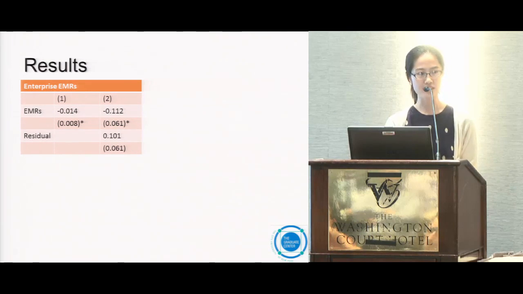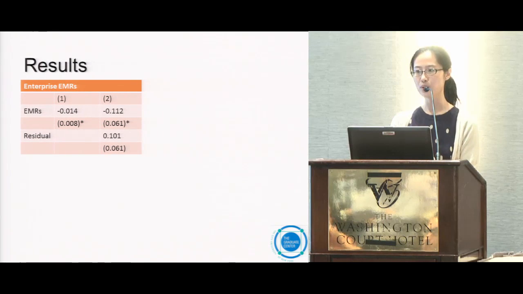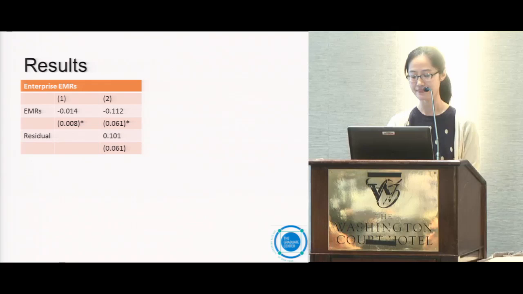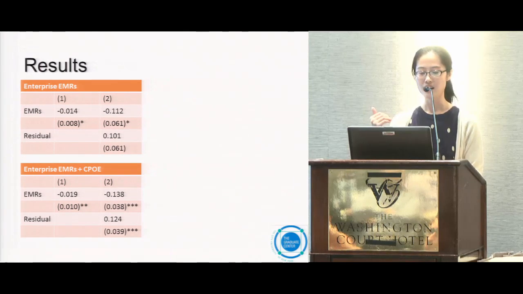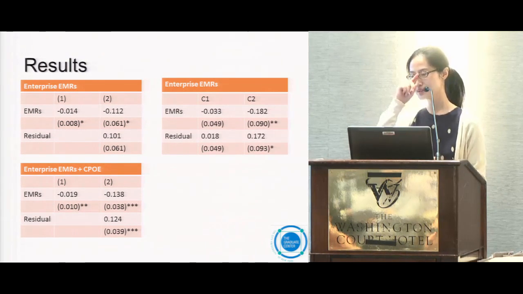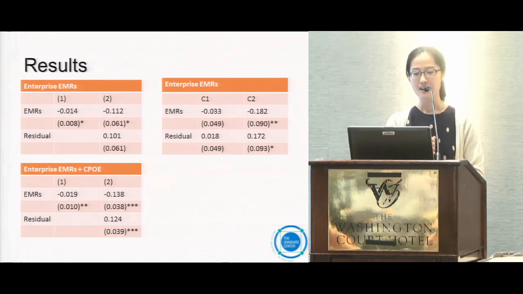I want you to focus on the second column here. So basically the second column says when the hospital adopts EMRs, they will see a drop of about 10% or 11% in length of stay. When the hospital adopts both EMR and the CPOE system, the drop in length of stay is about 14%. Okay, here is the interesting part.